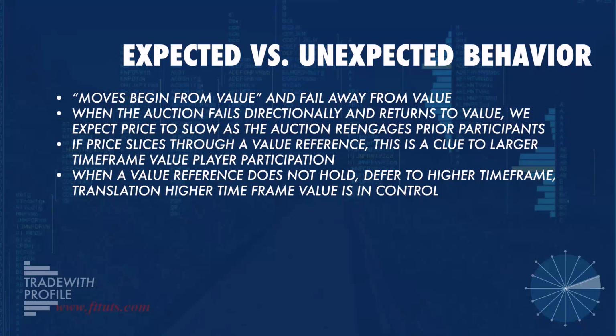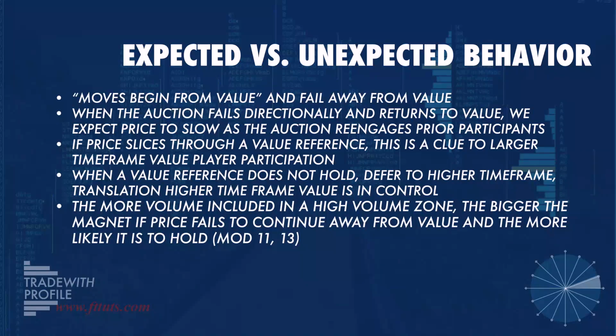So if I'm trading and I'm looking at yesterday's value and I come back towards that value and slice through that and don't even stop, then I'd go, okay, well, where's value for the last week? Where's value for the last month? Those could be references in control. Because the more volume included in a high volume zone, a high value zone, the bigger the magnet if price fails to continue away from value, and the more likely it is to hold the auction when you re-enter. Okay, so auctions move from value and they fail away from value. And when they fail away from value, they come back to value. And value should hold the auction unless there's a higher view of value in play, and then we'll go to that value reference.